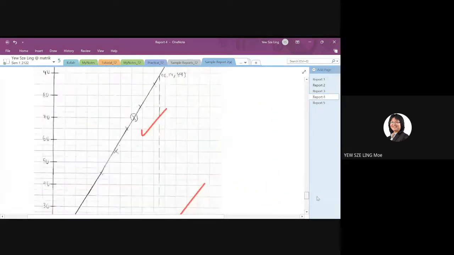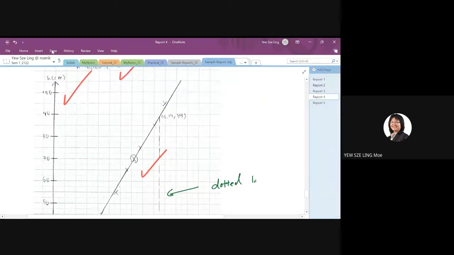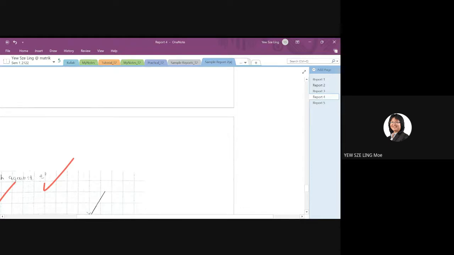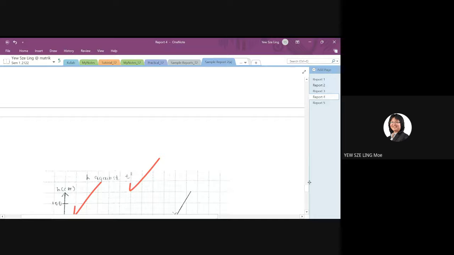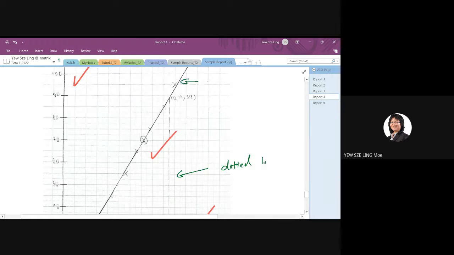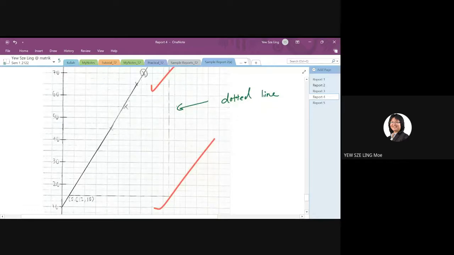One more thing that I forgot to mention in the sample report: this triangle should be a dotted line. The only solid line that should exist in your report is the graph. This is the only solid line that you should have. So this triangle should be a dotted line. Don't give me a solid line, you give a dotted line. Dotted line for the triangles, and remember the side must be greater than x cm.